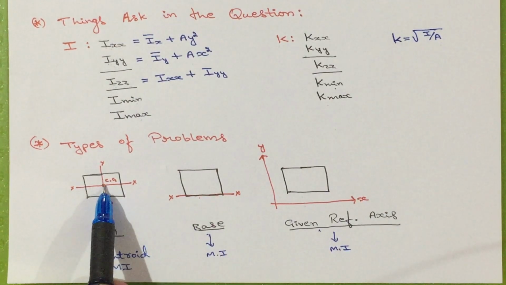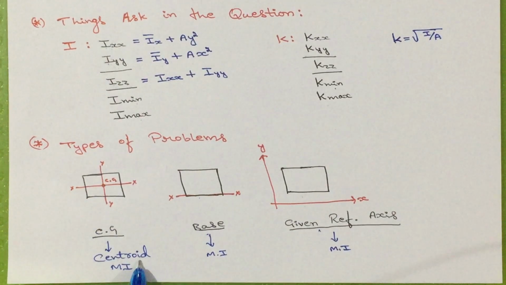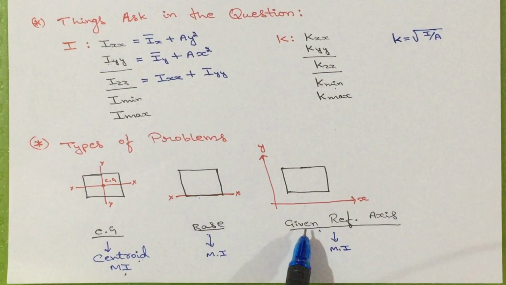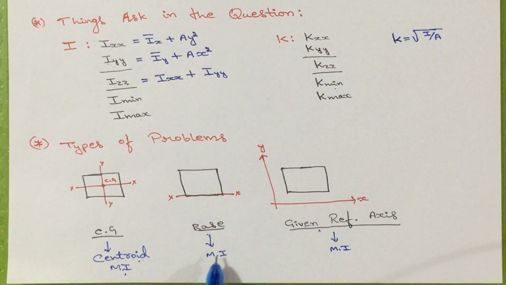If they ask with respect to the centroid, first you need to calculate the centroid, then you need to find the moment of inertia. Suppose if they ask with respect to the base or the given reference axis, you directly calculate the moment of inertia. This is regarding the formula, procedure, types of problems, and which are all the things they can ask in the examination.